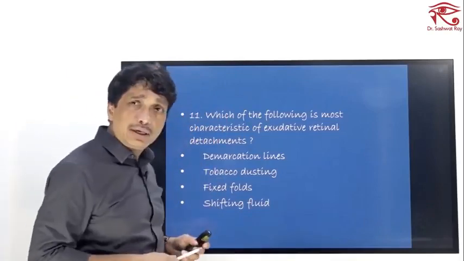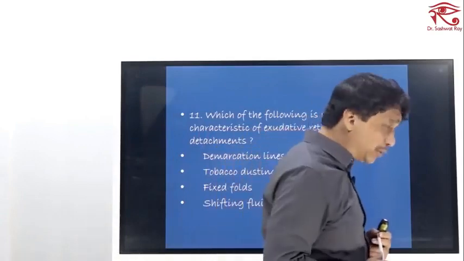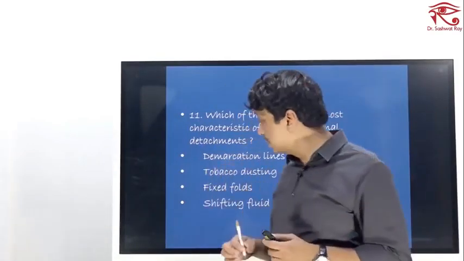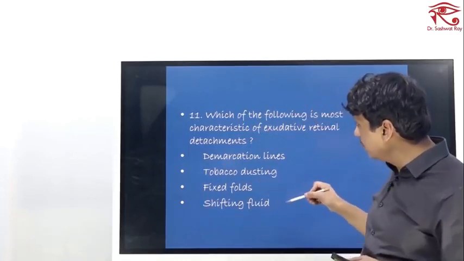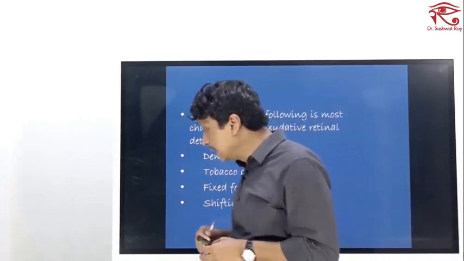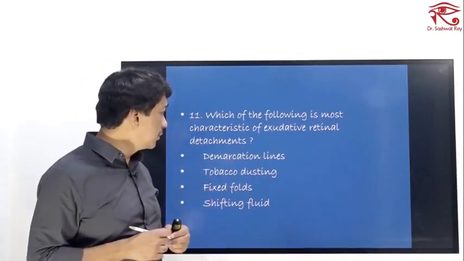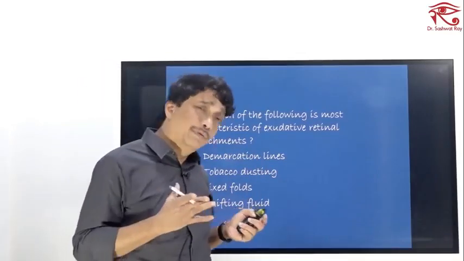Fixed folds are also not characteristic of exudative retinal detachment. They are mostly seen in tractional retinal detachments. The best answer is the famous shifting fluid. You see, because of the huge amount of fluid that causes separation of the two layers in exudative retinal detachment, this fluid shifts.